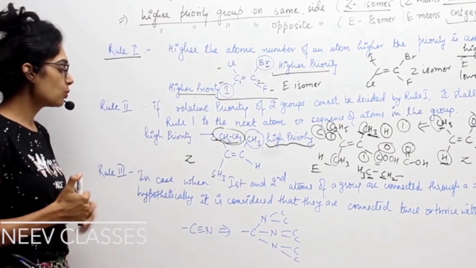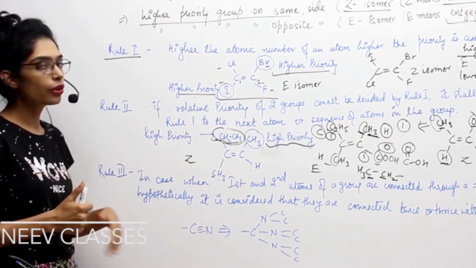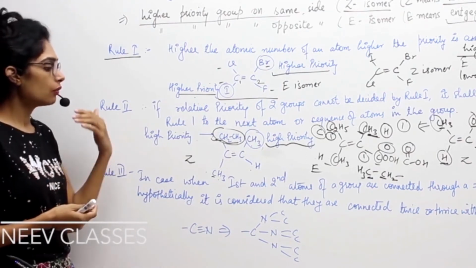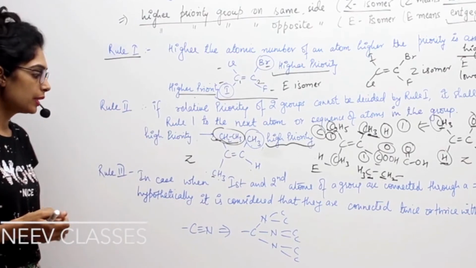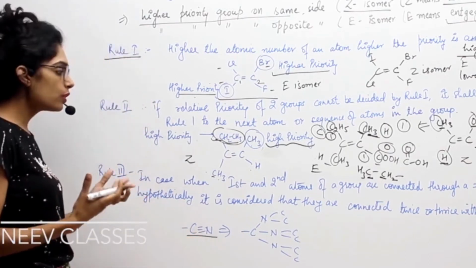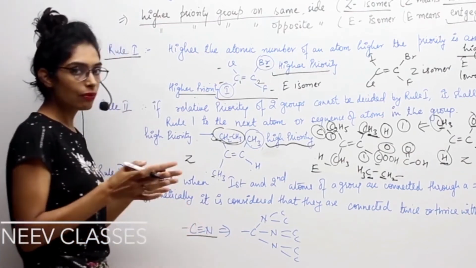Now next, the last rule is, just in case we have a group attached on the carbon which has a double bond or triple bond, how to treat it, how to behave with it, or how to figure out which is the higher priority and which one is the lower priority. In that case, first of all, we resolve this triple bond or double bond. And how do we resolve? We basically treat each bond as an individual bond.